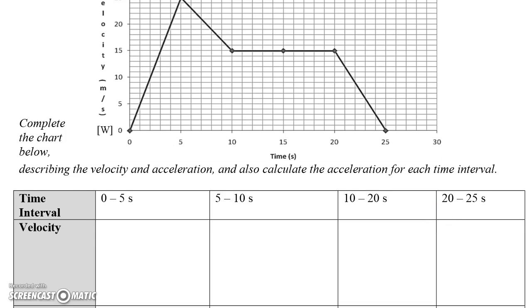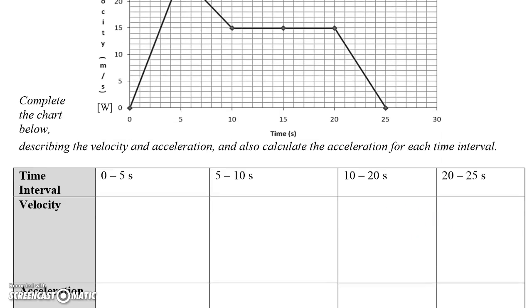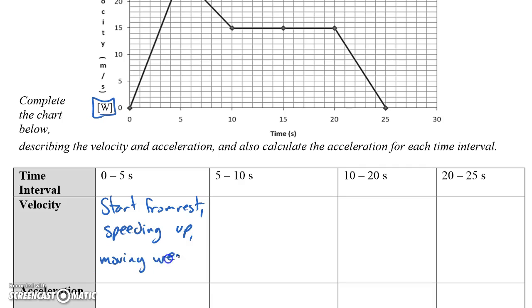The velocity, we want to describe it. So, start with the first point, 0 to 5 seconds. It's starting from rest, so that's an important point. Start from rest. And then what's happening to the velocity? Well, it's speeding up. It's getting faster. So then we can say it's speeding up. And what direction is it moving in? We're in positive numbers on our velocity, and it does have a west direction here, so we are moving west. Amazing. Wonderful. We've described our velocity.